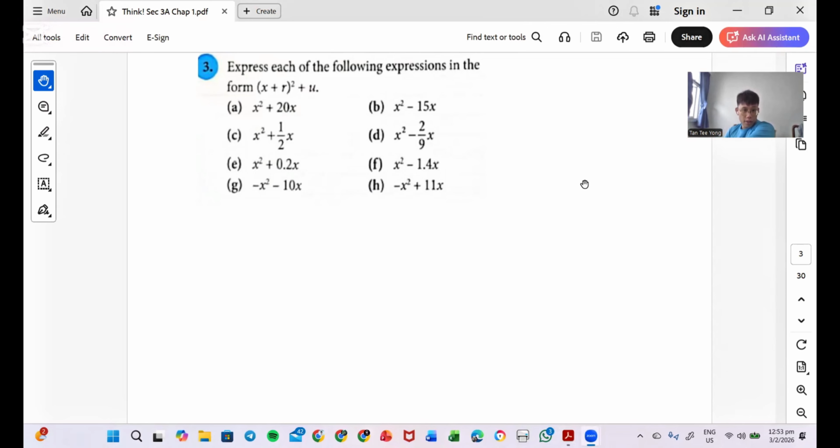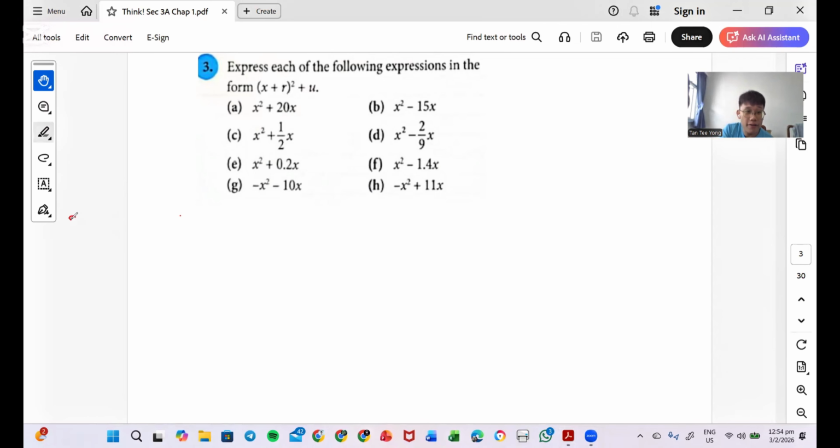Okay, let's go through question 3 together. So express each of the following expressions in the form of x plus r square plus u. So this one is also called completed square form lah. So basically we are just going to change all this expression to completed square form. Not going to do all the parts. So let's take a look at probably part 3F and 3H. Okay, so let's take a look at 3F first.